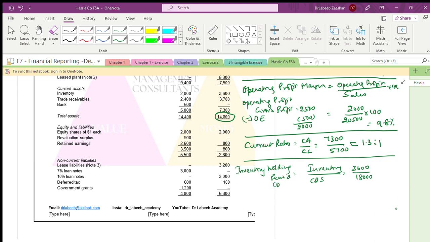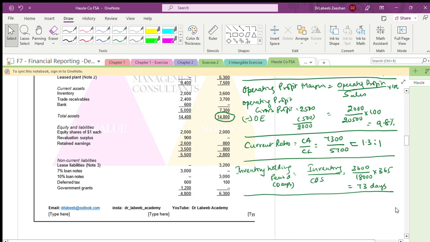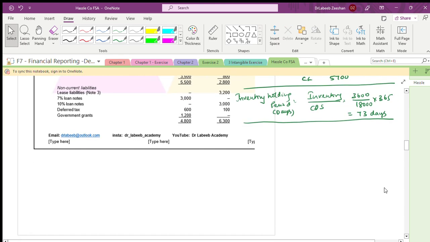The moment we say period, it will be in the form of days. Times 365. It comes to 73 days. They will ask you this type of question in the MCQ also. If you see the mock, the practice question, they have done something like that only.